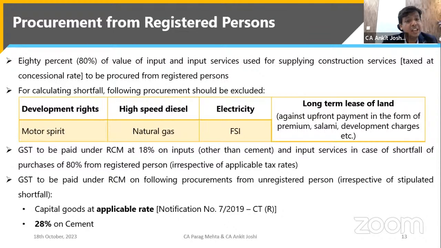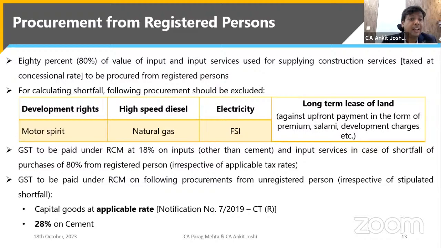In case there is any shortfall in that 80%, whatever the shortfall is, the builder or the promoter will be required to pay GST under RCM at the flat 18%, other than cement, which will come later. So irrespective of whether your input is at 5%, 8%, 12%, whatever it is, you need to pay GST at 18%. For calculation of 18%, they have clarified that development rights, high-speed diesel, electricity, FSI, and motor spirit will not be considered. That's a good thing. But for any other, if there is a shortfall, flat 18% needs to be paid.